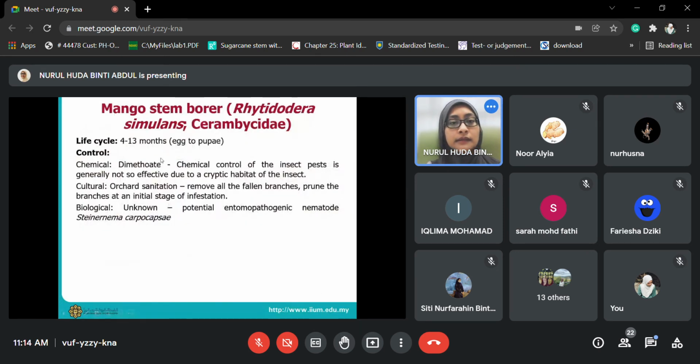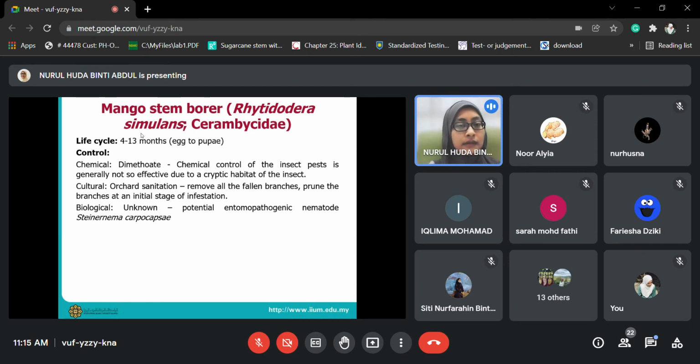So life cycle is around 4 to 13 months, okay, setahun. Eggs to pupae, sometimes more than 1 year lah. But usually yang paling lama adalah development of the larvae.